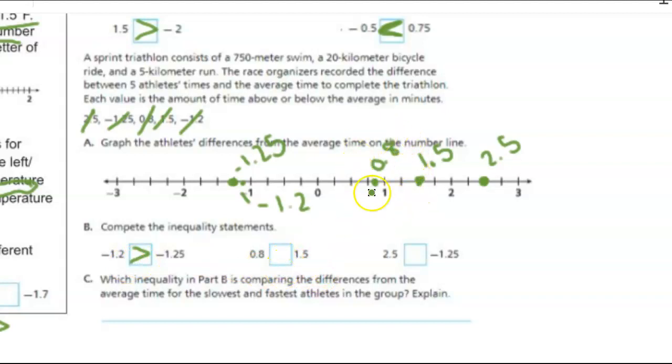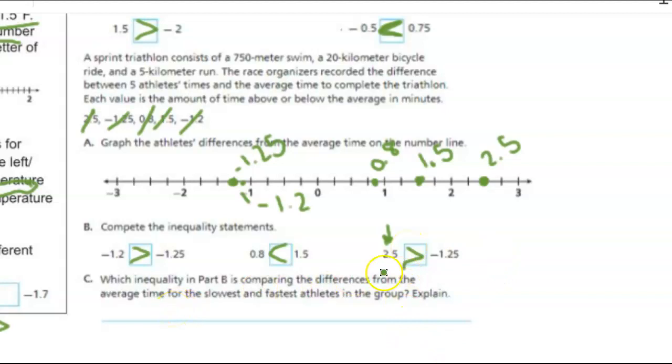0.8 and 1.5. 0.8 is right here, where I'm circling, and then 1.5 is right here. 0.8 is farther on the left-hand side, so it is less than. Then we have a positive 2.5 and then a negative 1.25. Because this number right here, 2.5, is a positive number, it's going to be greater than the negative number.